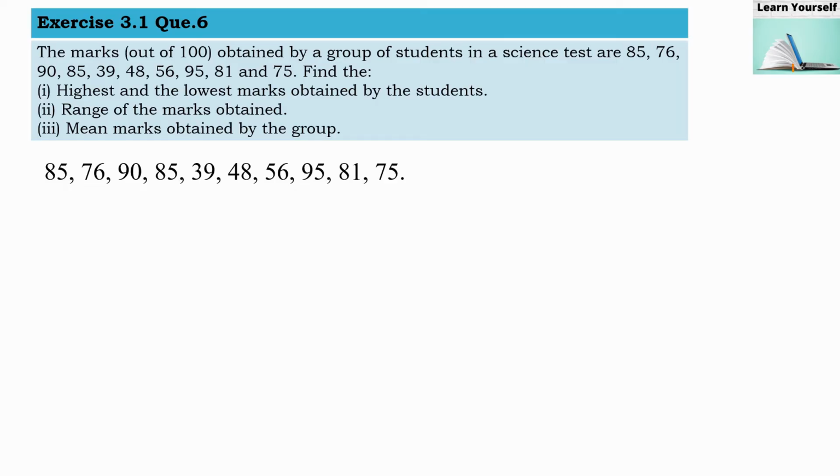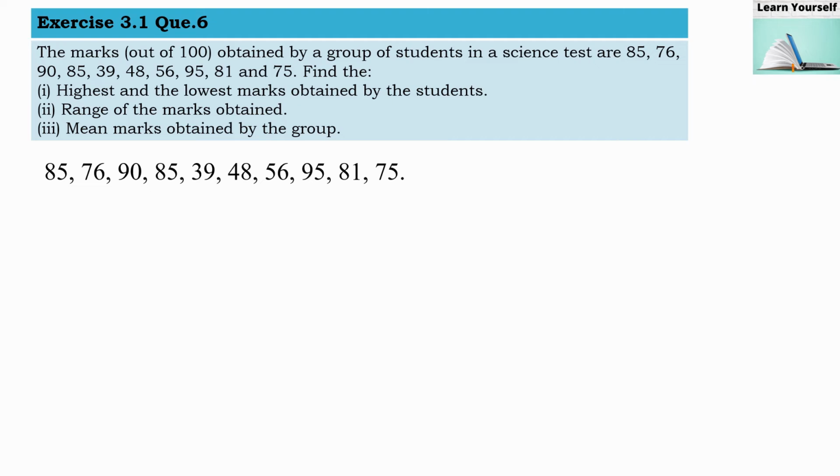Exercise 3.1, question number 6. The marks out of 100 obtained by a group of students in a science test are 85, 76, 90, 85, 39, 48, 56, 95, 81 and 75. Find the highest and the lowest marks obtained by the students, the range of the marks obtained, and the mean marks obtained by the group.